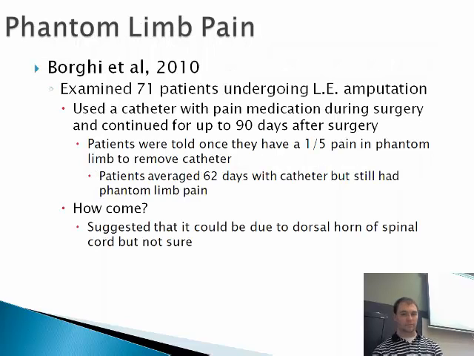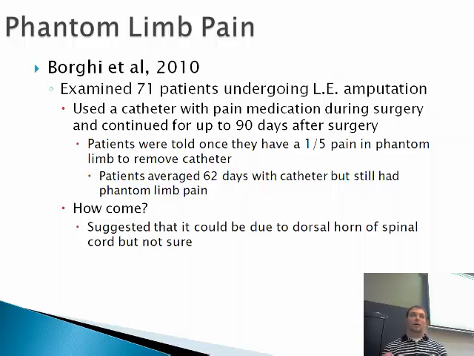Phantom limb pain. So this study looked at 71 patients undergoing lower extremity amputation. Again, they used a catheter with pain medication during surgery and could continue this up to 90 days after surgery. Patients were told whenever they had limb pain, they could push the button and it would give them the analgesic. Once their pain got to a 1 out of 5 on a scale, they were to remove the catheter, and they instructed them how to remove it.